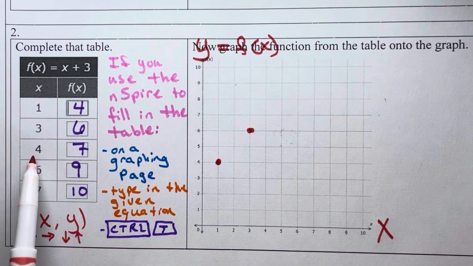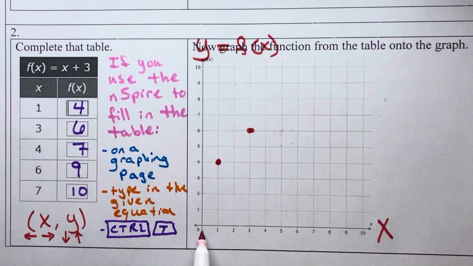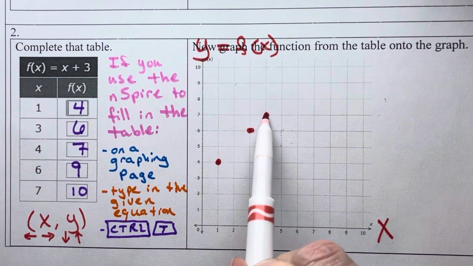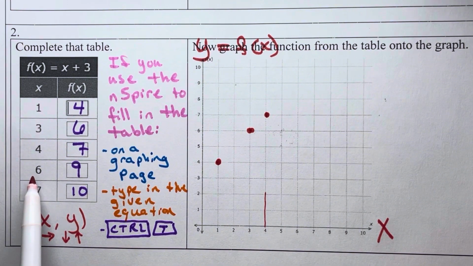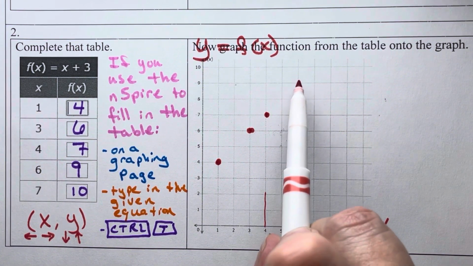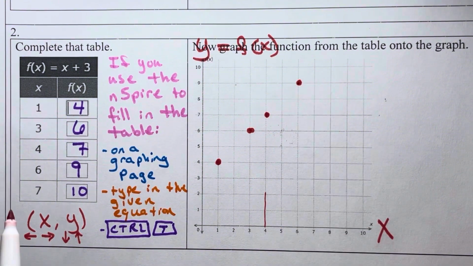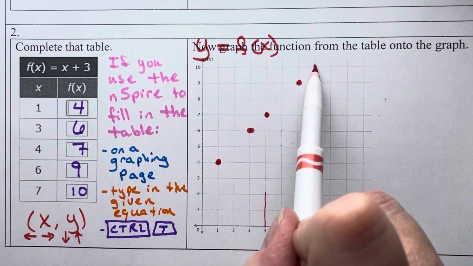Our third row is 4, 7. Go to the right 4, up to 7. Whoops, I made a little line. Our fourth row is 6, 9. To the right 6, up to 9. And finally, our fifth row is 7, 10. Go to the right 7, up to 10.